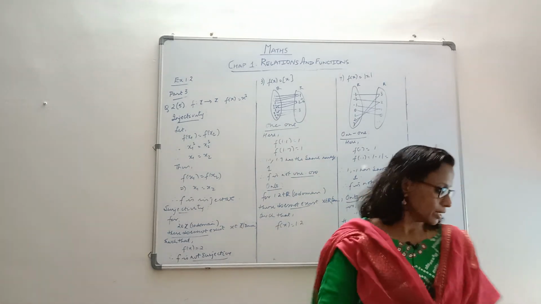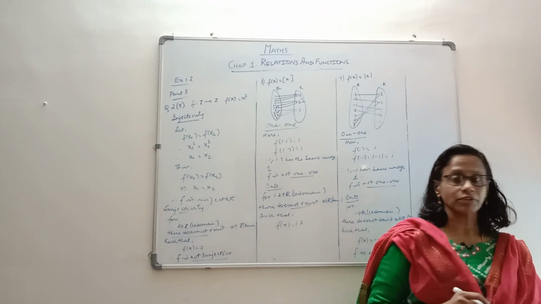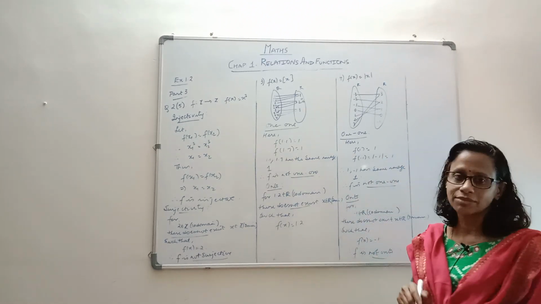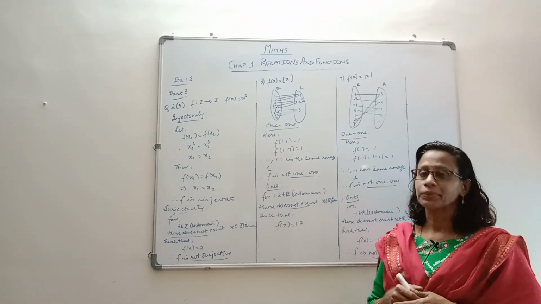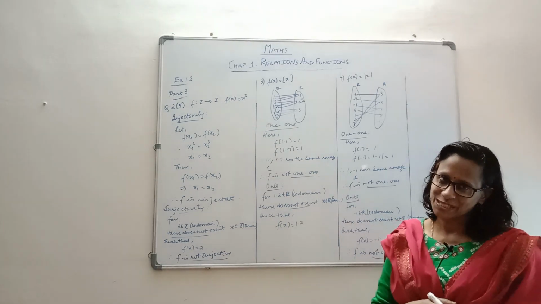Okay, so that's about it, and that is about this part of our video where we have taken up these functions and we've shown why they are not 1 to 1 and onto. With more problems, we are coming in the next part. Thank you.